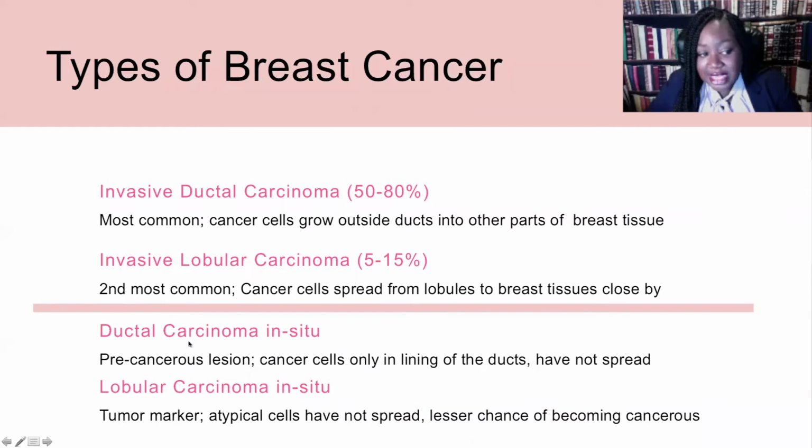Ductal carcinoma in situ is a precancerous lesion. So they are cells that are becoming cancer and they're lining the ducts, but they have not spread outside of the ducts. So it's in situ. It's in the ducts. It is not spread. Lobular carcinoma in situ is not a cancer. It is a tumor marker. It basically is a change in the cells, so atypia or atypical cells. So the cells are changing, they have not spread, and they have a lesser chance of becoming cancerous than the ductal carcinoma in situ. So it's important to understand those two as well.